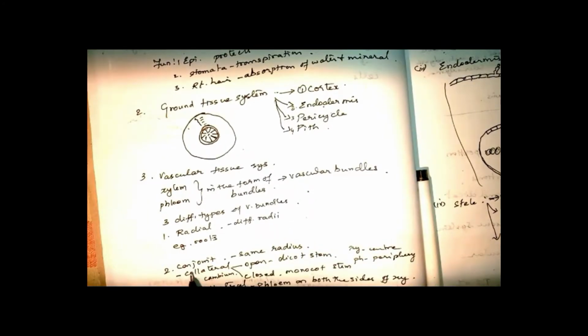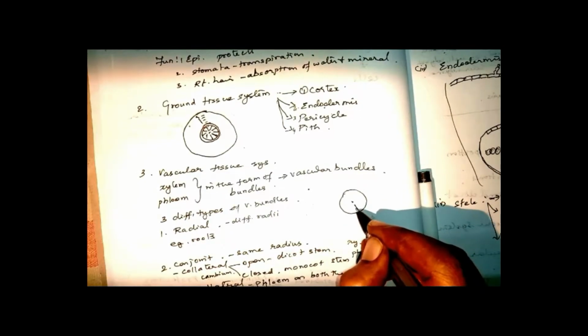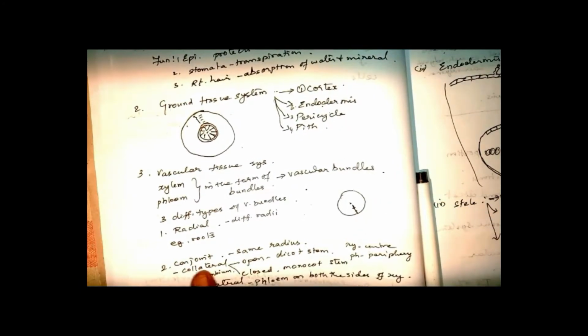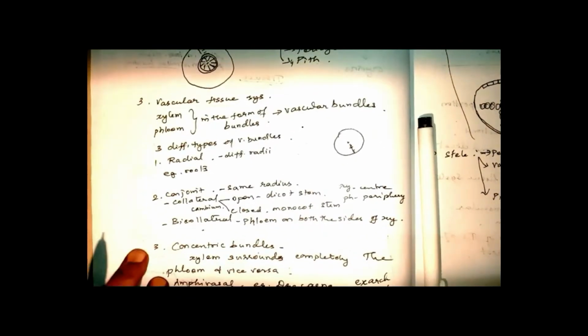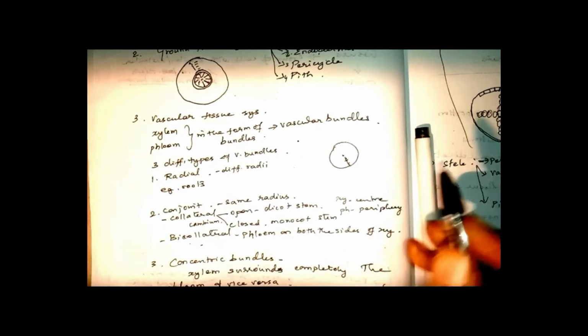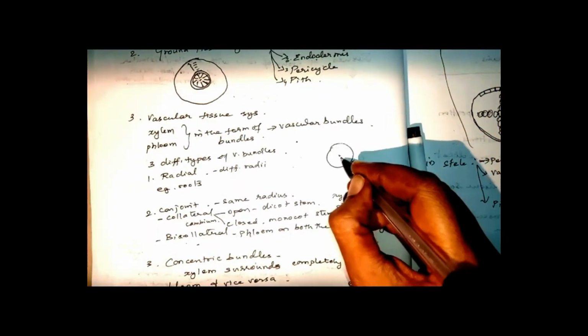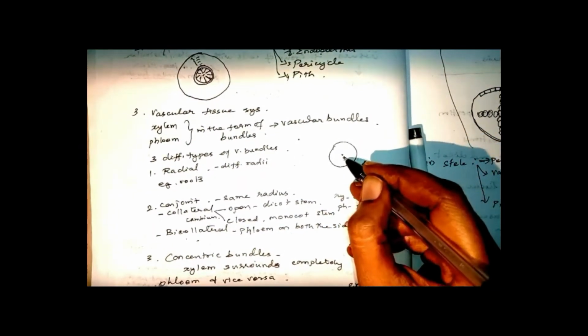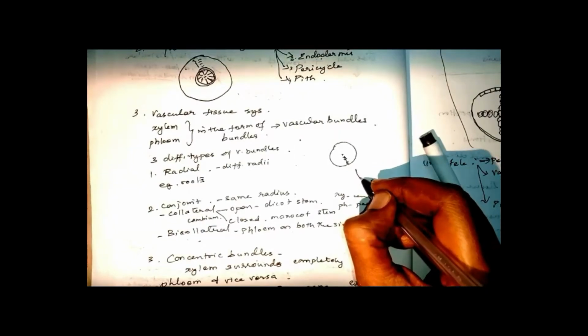The next type of vascular bundle is called conjoint, where the vascular tissue, both xylem and phloem, will be present in the same radius. So xylem, phloem, like this in the same radius, if they are lying, we call it conjoint. This conjoint type of vascular bundle can be classified into collateral and bicollateral. Collateral is nothing but when the xylem is towards the center, and phloem towards the periphery. So like this.